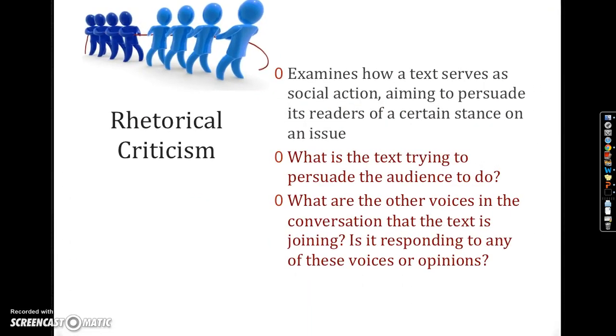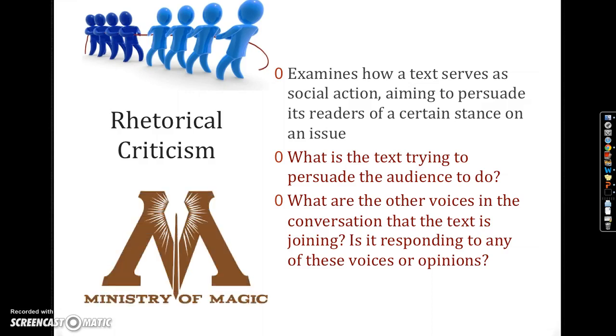In rhetorical criticism, a reader examines how a text serves as social action, aiming to persuade its readers of a certain stance on an issue. Moving back to the Harry Potter example, the evolution of the Ministry of Magic from ineffective to totalitarian is an attempt to persuade readers to be active in civil discourse, speaking out against what they see as wrong.